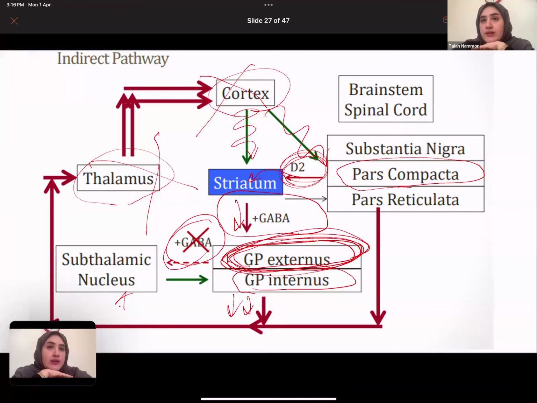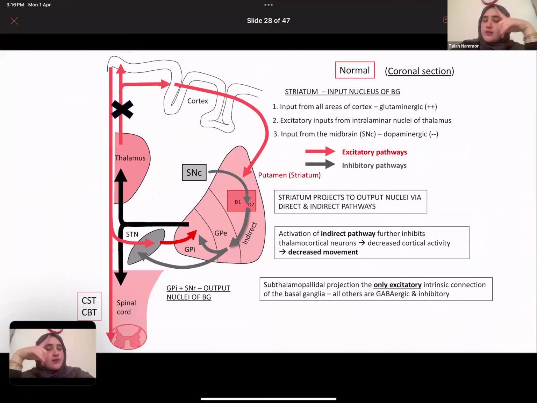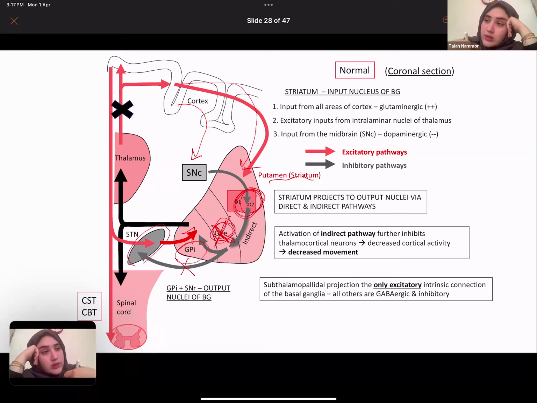So now we know what the direct and indirect pathways are. Basically, the cortex activates the striatum and it activates the pars compacta, which acts on D2. D2, what will it do? It's going to inhibit the function of globus pallidus externus. So when we inhibit the function of globus pallidus externus, we're removing the inhibition on the subthalamic nuclei. So when the subthalamic nuclei is not inhibited, it's going to increase the activity of globus pallidus internus. And what's the normal activity of GPI? Inhibiting the thalamus. Therefore, we're going to inhibit any movement.